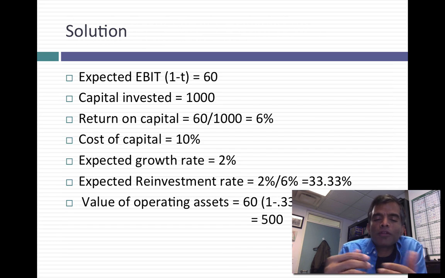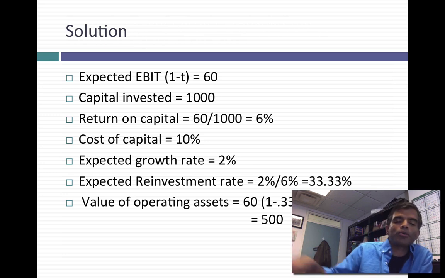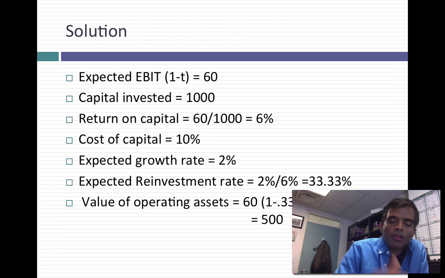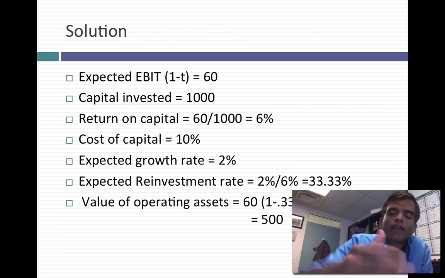Instead of giving you the after-tax operating income and capital invested, I could have made you compute that capital invested, not just by giving you the book value of equity, debt, and cash in your terminal year, but by giving you the invested capital at the start and telling you how much I'm going to be reinvesting every year for the next 5 years. You say, how is that going to help me?